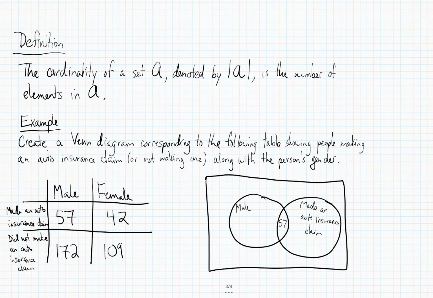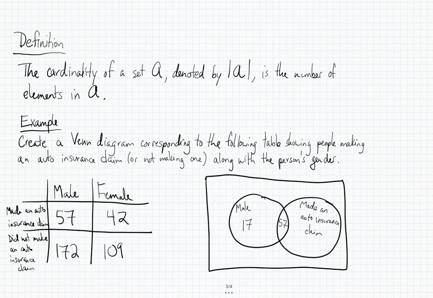And if we wanted to do another one, let's say we did males that did not make an auto insurance claim, so we need to be outside the made an auto insurance claim circle, but inside the male circle. And so that would be right here, and that means we put the 172 down at that position.